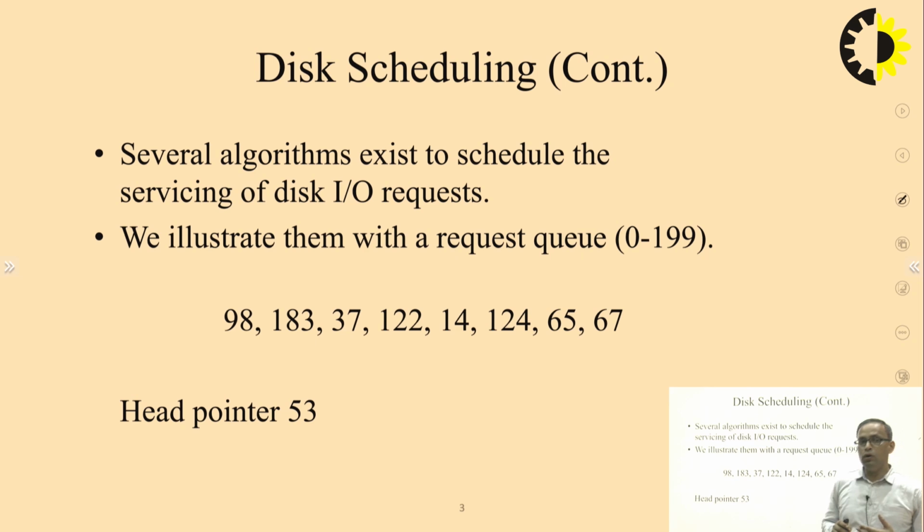Suppose this is a queue for several input output requests. In which order will these input output requests be executed, or serviced? That decision is carried out with the help of the disk scheduling algorithm. It means disk scheduling algorithms help the operating system decide the order of service for the various input output requests submitted in a queue. That is the use of a disk scheduling algorithm.